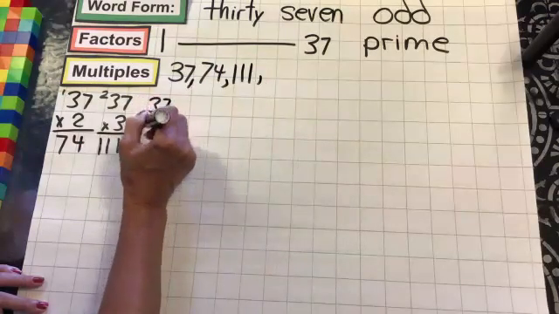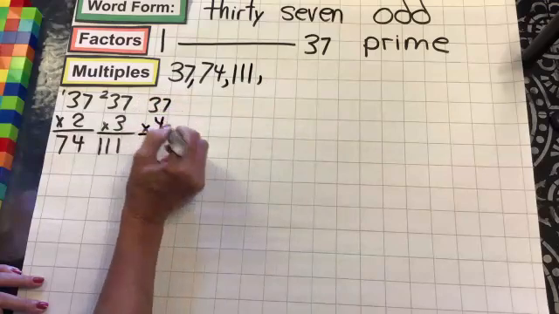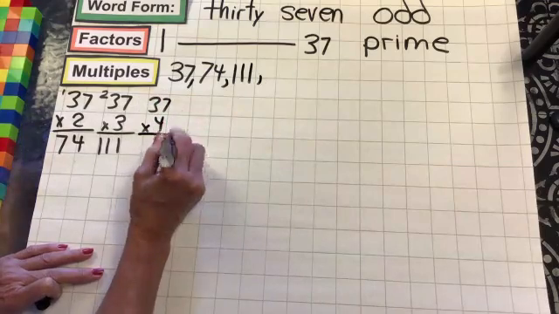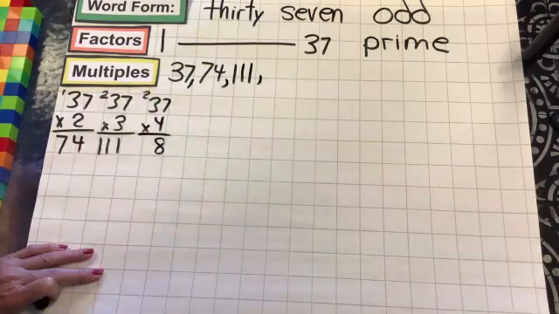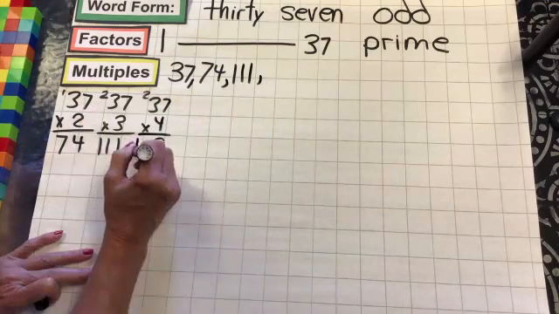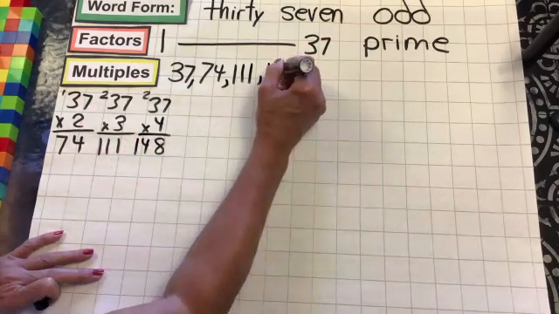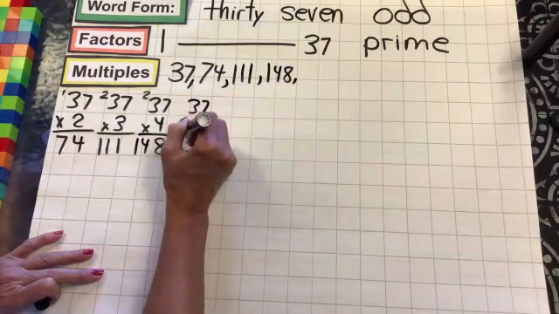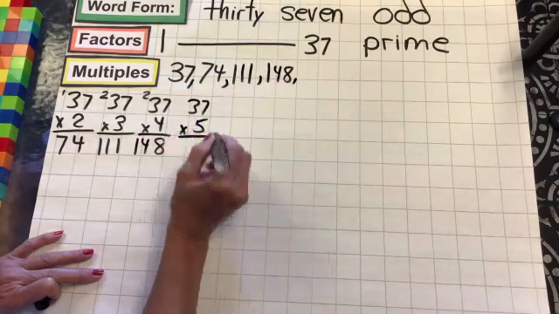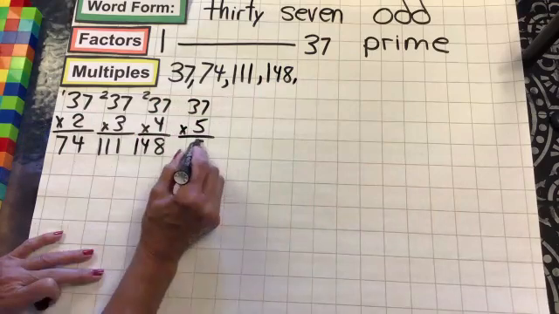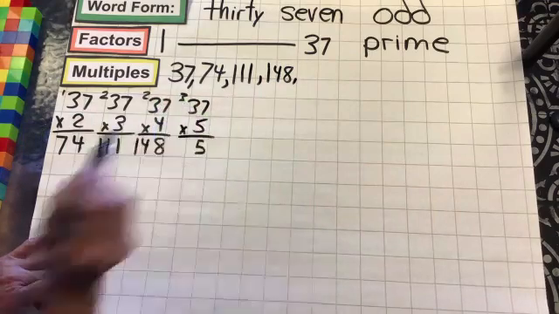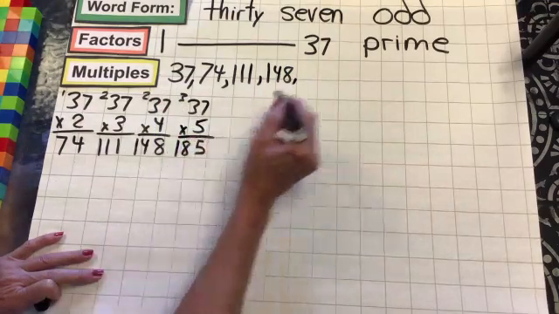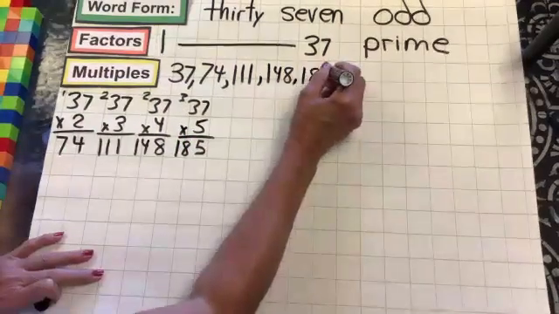Let's do 37 times 4. 4 37s. 4 times 7 is 28. Drop the 8, carry the 2. 4 times 3 is 12, plus 2 is 14. So we have 148. 37 times 5. 5 times 7 is 35. We drop the 5 and carry the 3. 5 times 3 is 15, plus 3 is 18. So we have 185.